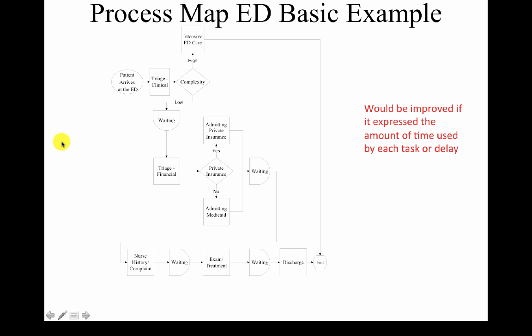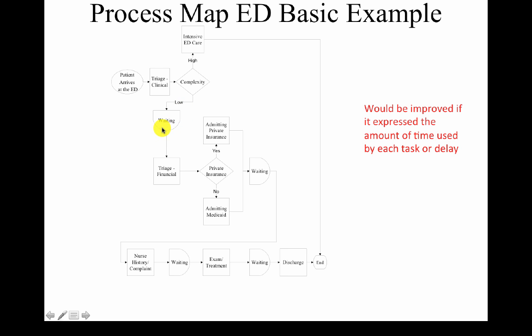So here in another process map example, we'll talk about the ED. Let's start here where the patient arrives at the ED, and then they move on to the clinical triage step. Again, we talked about process steps being a rectangle, and so there's some triage that goes on there. Then you move off to the right where you have complexity. This is a decision point. Is the complexity high or is it low? If it's high, then they'll go up to the intensive ED care. And if it's low complexity, then they'll have to wait.